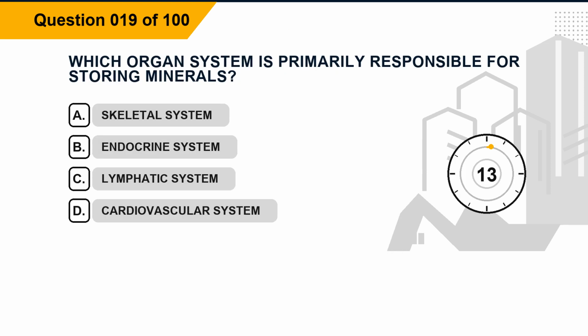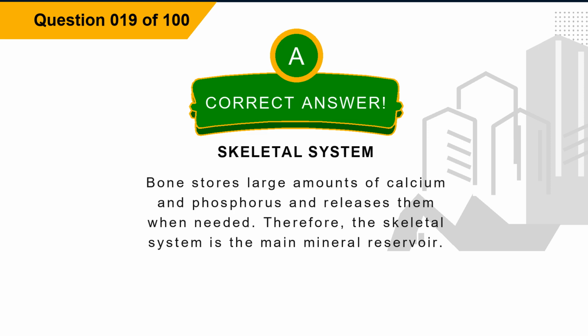Question 19. Which organ system is primarily responsible for storing minerals? Option A, skeletal system. Option B, endocrine system. Option C, lymphatic system. Option D, cardiovascular system. The correct answer is option A, skeletal system. Explanation. Bone stores large amounts of calcium and phosphorus and releases them when needed. Therefore, the skeletal system is the main mineral reservoir.